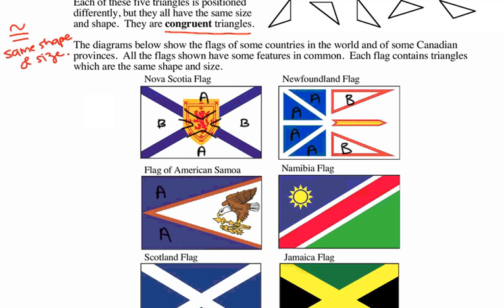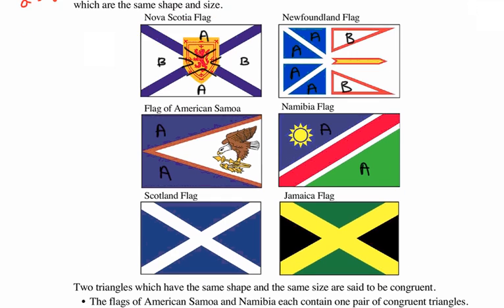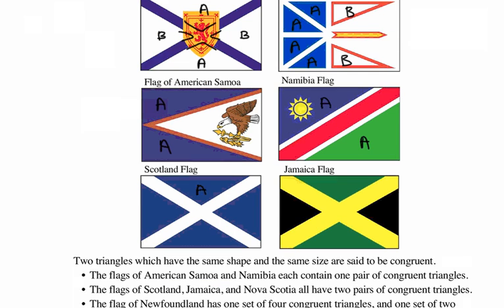Namibia flag, so these two are the same. Those are congruent triangles. Nova Scotia, A and A, B and B, opposite angles are equal. In this case, opposite triangles are the same, and same with Jamaica, A and B.